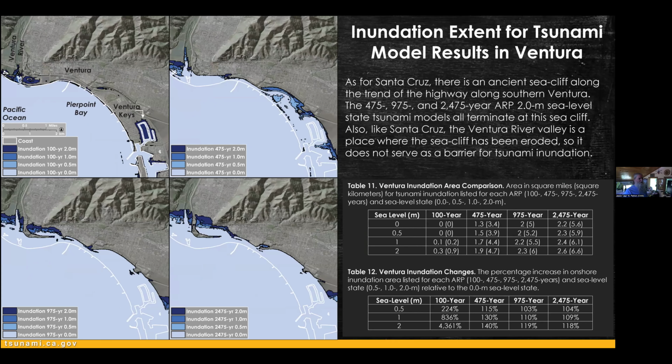Now we're in Southern California in Ventura. As for Santa Cruz, there's an ancient sea cliff along the trend of the highway along southern Ventura. The 475, 975, and 2475 ARP 2-meter sea level rise state tsunami models all terminate at the sea cliff. Also, like in Santa Cruz, the Ventura River Valley in the western part of the map is a place where the sea cliff has been eroded, so that does not serve as a barrier for tsunami inundation there.